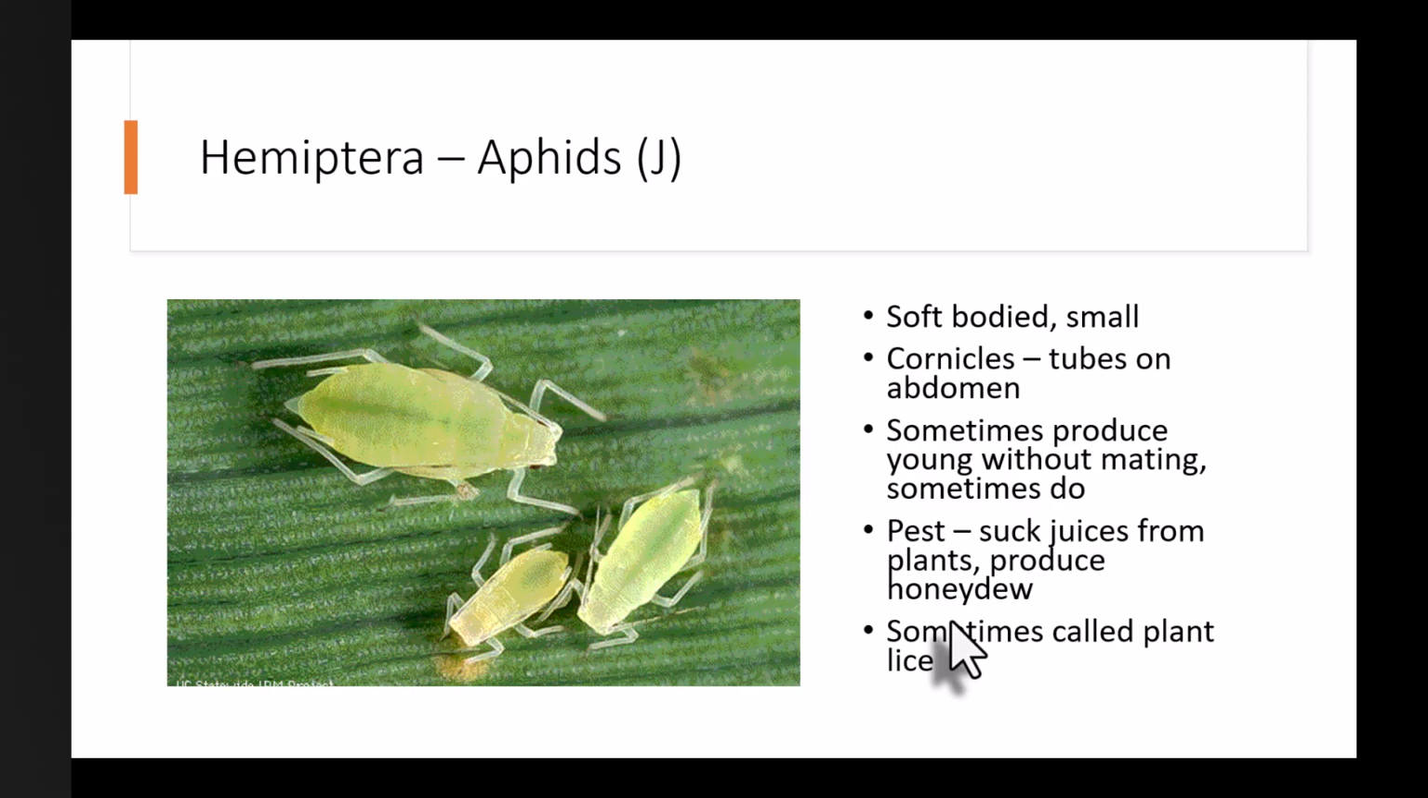Things I would know about them is that they have these little tubes at the end of their abdomen called cornicles. Those cornicles used to be believed to put out honeydew, but most likely they're emitting pheromones so that they can communicate with one another. They can sometimes produce young without mating, and they do this usually when they've been wiped out of a situation, and the ones that remain will pop out clones of themselves. So they don't necessarily need to find a mate to be able to reproduce. The females just make identical versions of herself.